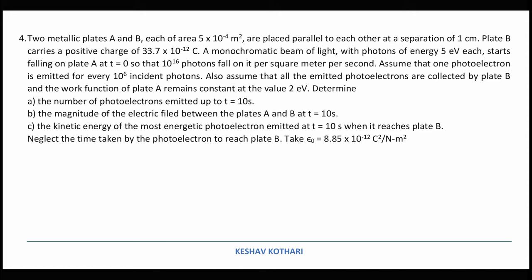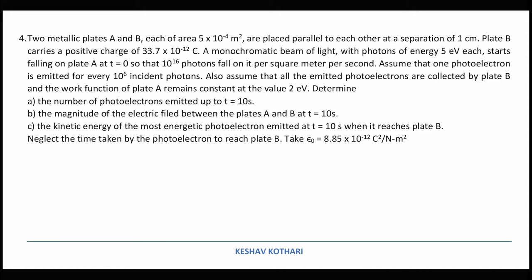Assume that one photoelectron is emitted for every 10 to the power 6 incident photons. Also assume that all the emitted photoelectrons are collected by the plate B, and the work function of plate A remains constant at the value of 2 electron volt. So determine, the first one is the number of photoelectrons emitted up to 10 seconds.